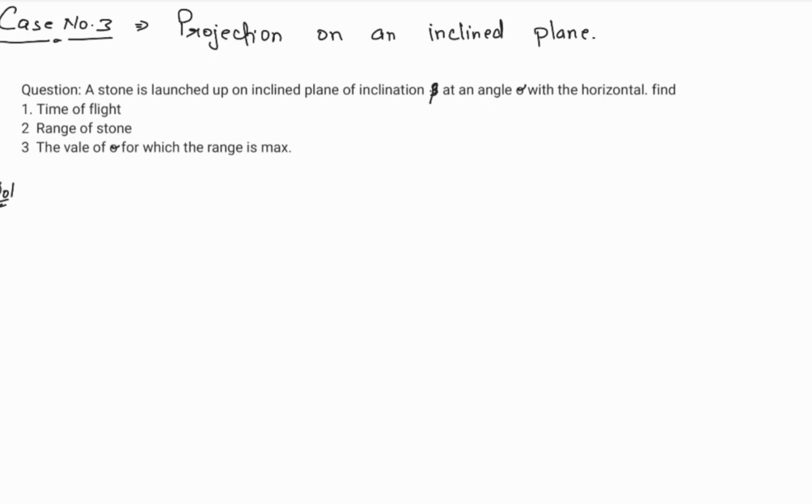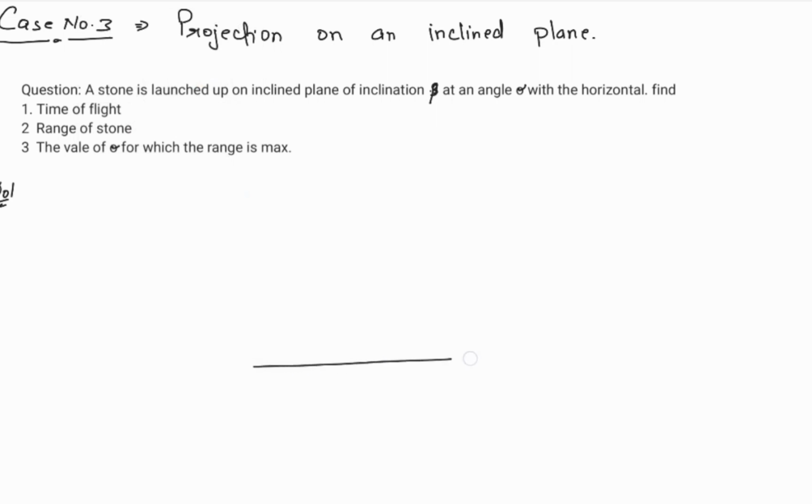To understand the projection on an inclined plane, let us read this question. A stone is launched upon an inclined plane of inclination beta at angle theta with a horizontal. Find the flight time, range of stone, and theta for which the range is maximum. Let's see how to solve this type of numerical. First, draw the diagram.